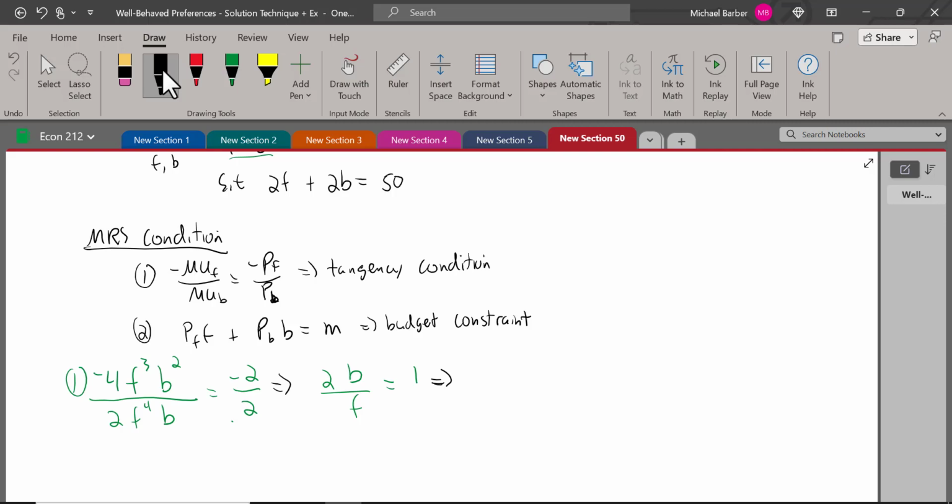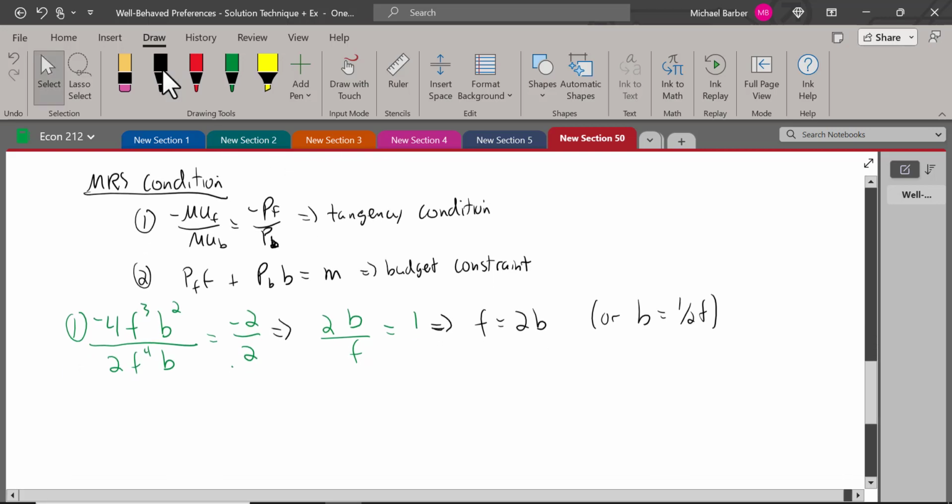We can just rearrange this however you want. You can express f as a function of b or b as a function of f. It doesn't really matter. For instance, we could see right away that f equals 2b, or depending on how your brain works, maybe you think that b equals 1/2 of f. Either way works. But we need to express one of these goods as a function of the other in order to plug this into our budget constraint. Okay, so I'm going to use f equals 2 times b. That's just moving this f over here.